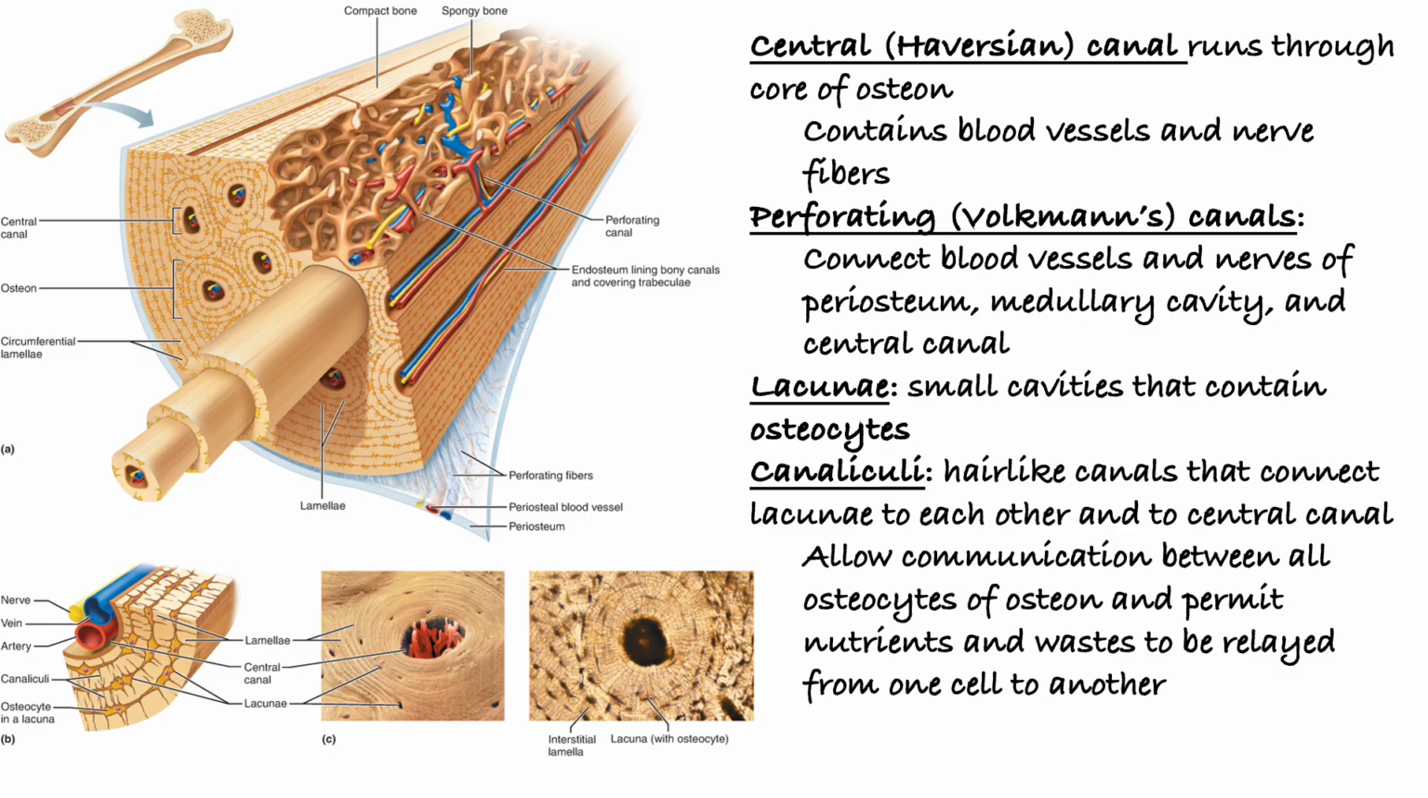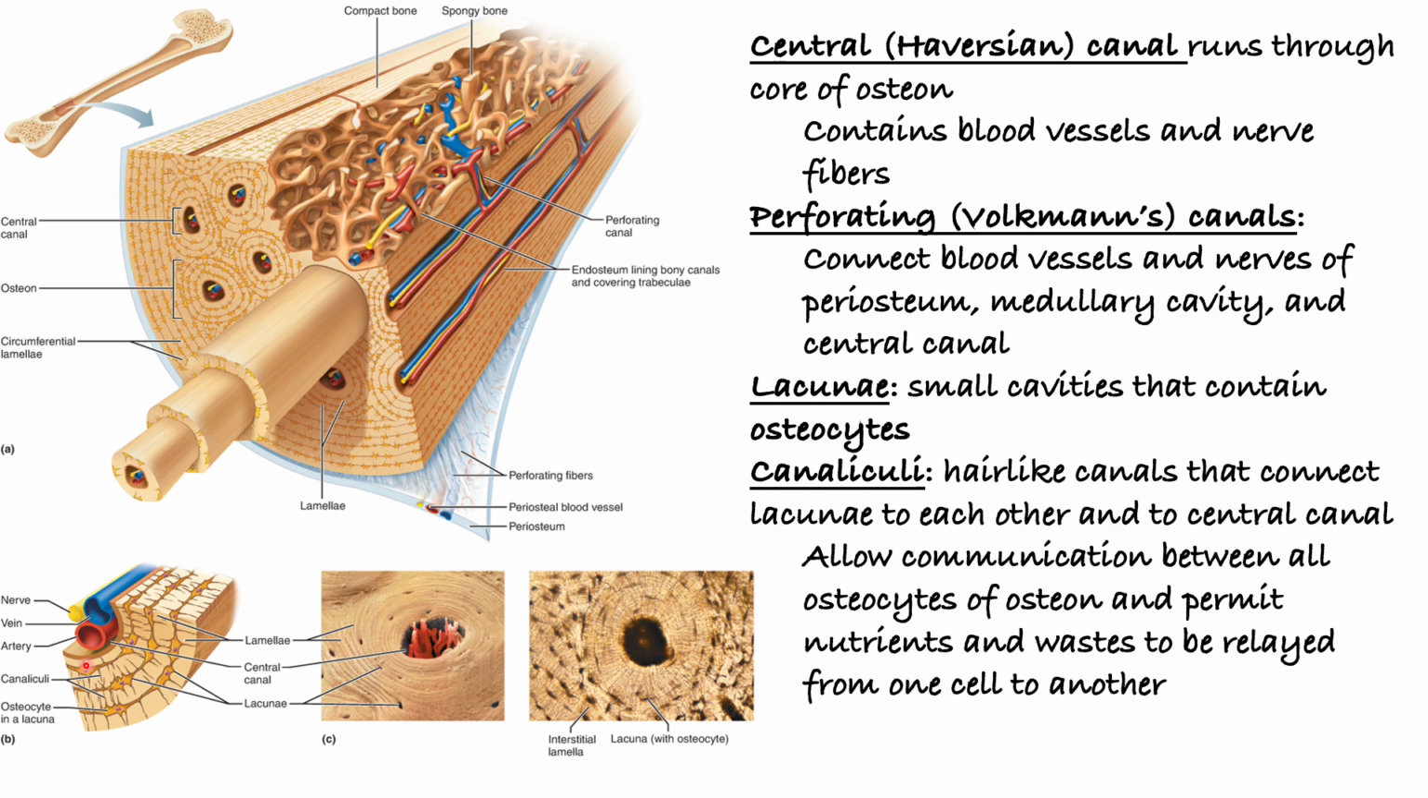So now we're looking at the central or Haversian canal. What we're going to see here is that it runs through the core of the osteon. This is where we're going to see the blood vessels and some nerves, and then we also have perforating or Volkmann's canals. So what's the difference between the central canal and the perforating canal? Think of it this way.